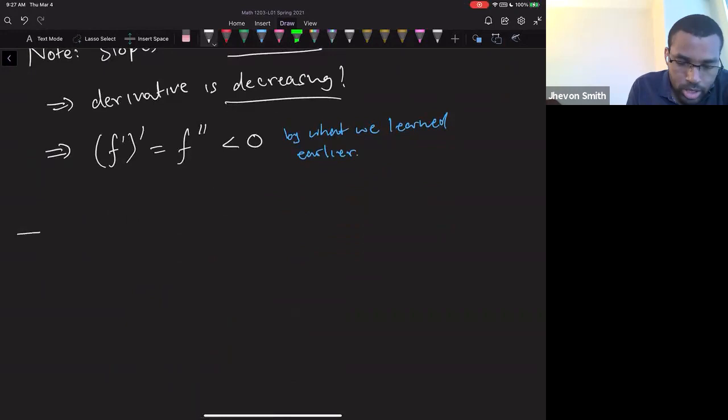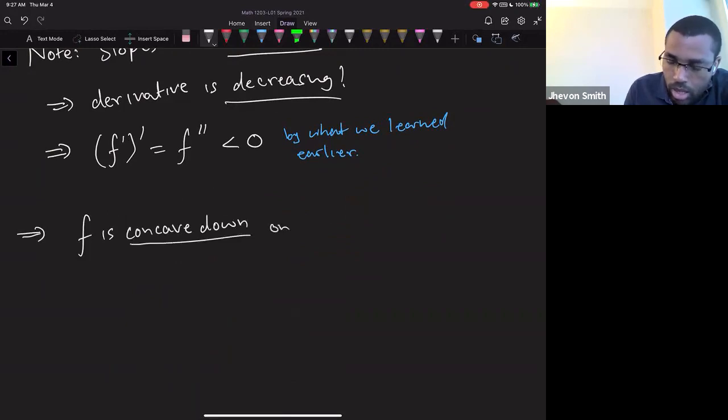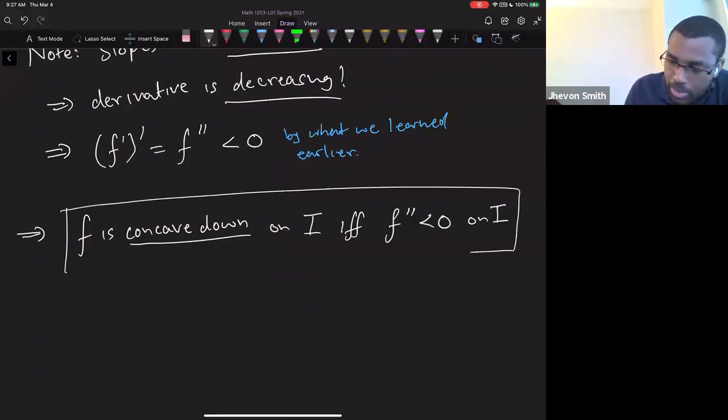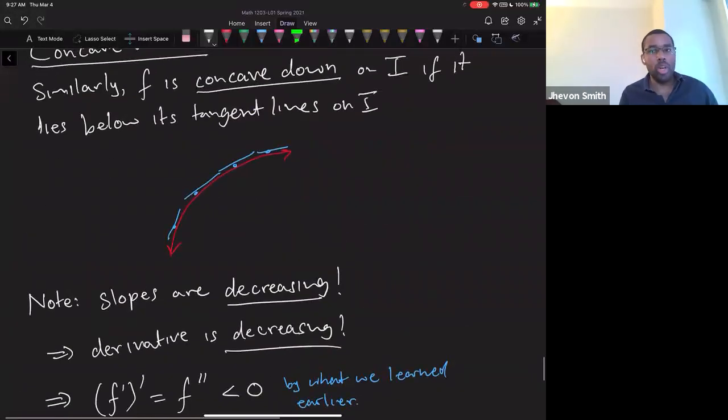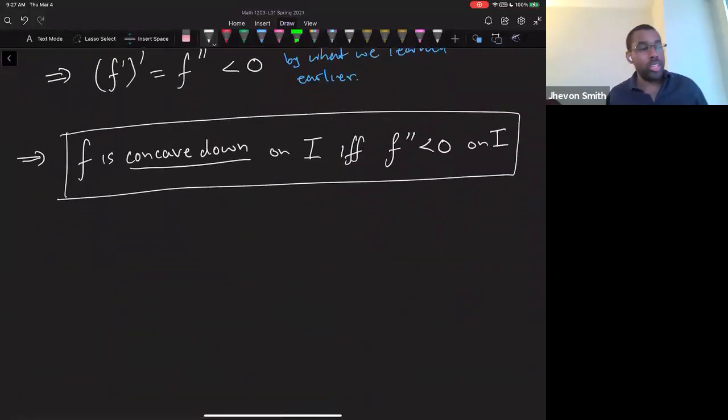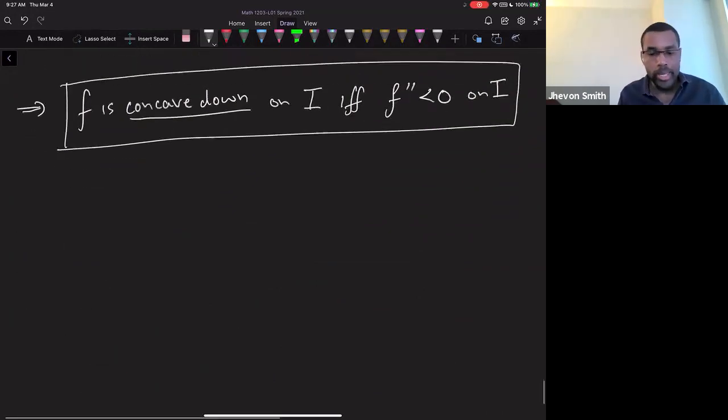So this leads to another important fact. F is concave down on I if and only if F double prime is negative there. So if you want to know when a function exhibits this kind of behavior, it's always below its tangent lines, what you can do is check the second derivative. So this talks about the second derivative. One of its applications is to identify different types of concavity, as we call them.